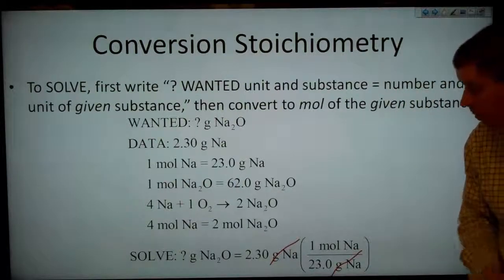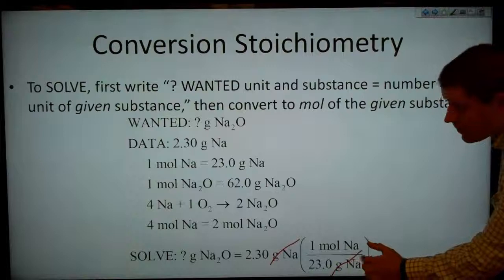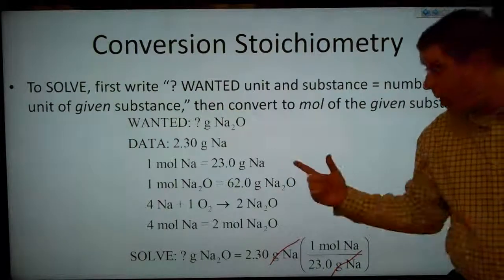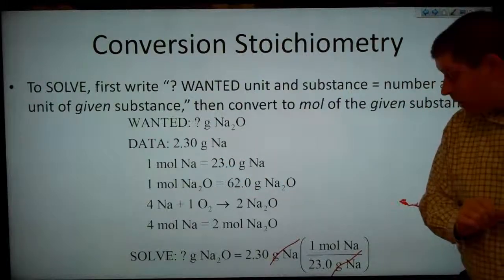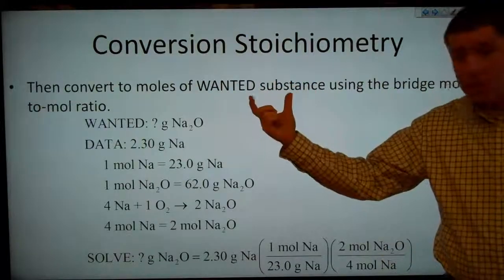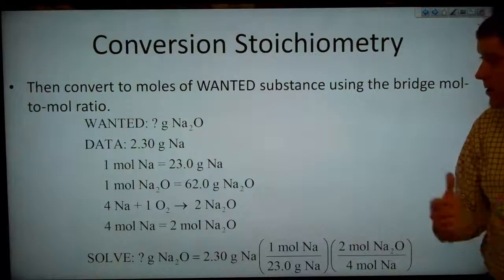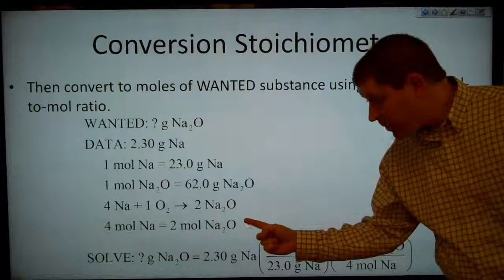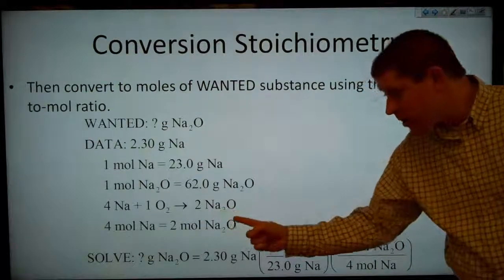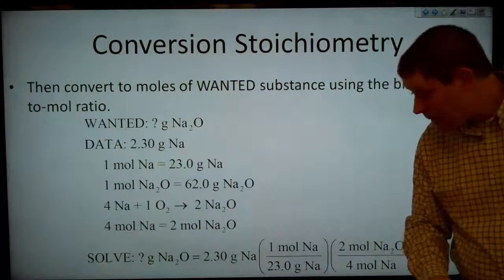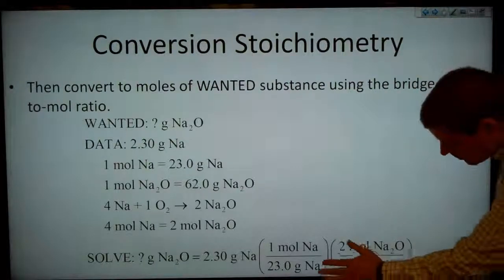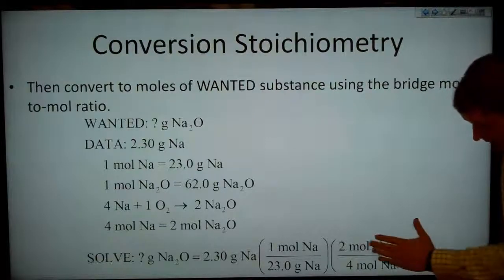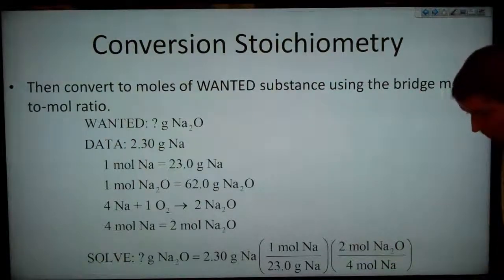and that gives us moles of sodium. So again, this conversion factor is coming from this line where we use the grams prompt to give us that equality. Next, we're going to convert from moles of our given to moles of our wanted substance using our bridge mol-to-mol ratio. So remember that our bridge mol-to-mol ratio is given here, 4 moles of sodium to 2 moles of sodium oxide. And that means that now we can plug in this second conversion factor and have 2 moles of sodium oxide for 4 moles of sodium.